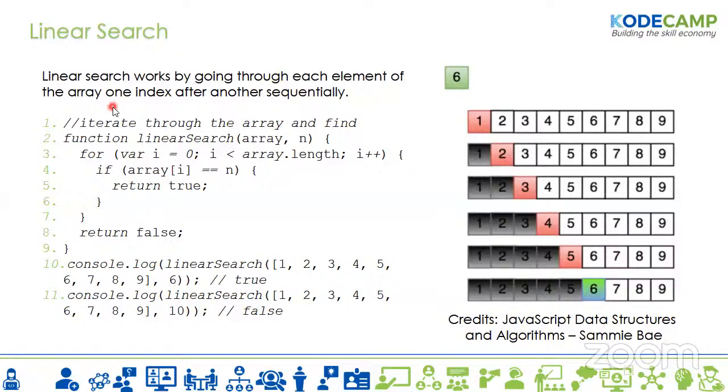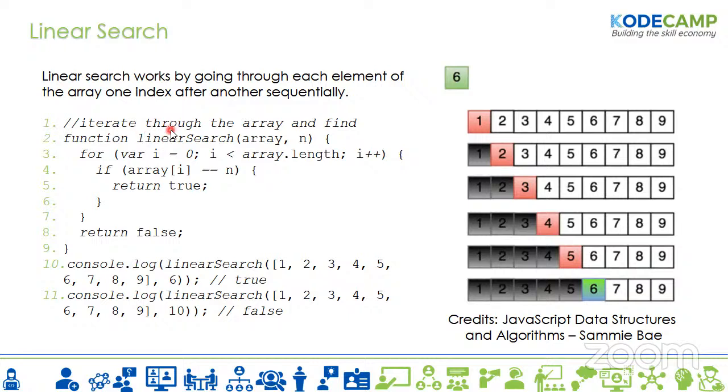All right, so linear search works by going through each element of the array, from one index after another sequentially. Here you can use different methods for doing your search. You can decide to use a for loop, or maybe a filter or a map function, whatever method. It's going to go through each one to get what you want.